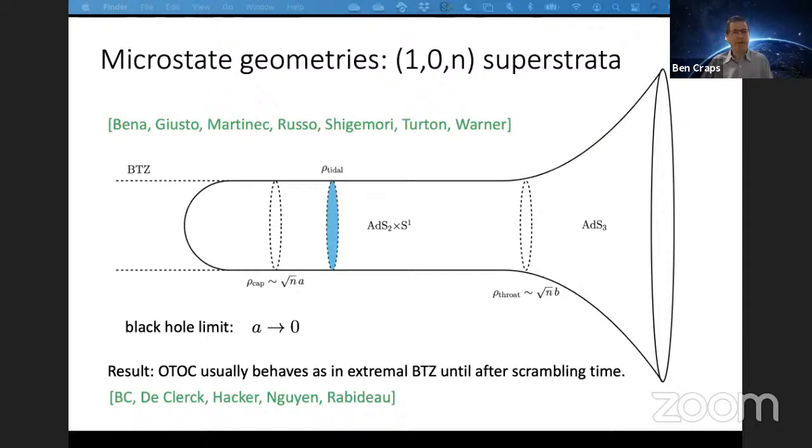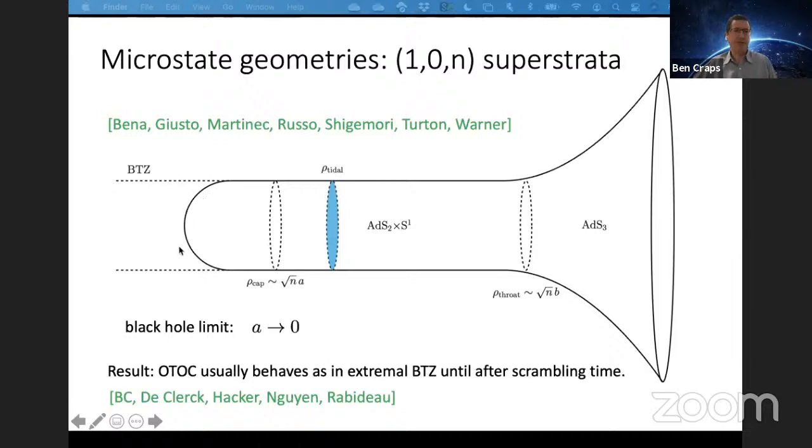All right, so one more thing to make the link with the microstructure theme of this conference. After we had this result for the extremal BTZ black hole, we compared to specific microstate geometries called (1,0,n) superstrata, and people much more competent than me have reviewed this in detail before in this conference, so I will limit myself to this picture. The only thing you need from this is that if this parameter a went to 0, this cap would go away and there would be an infinitely deep throat corresponding to the extremal BTZ black hole.